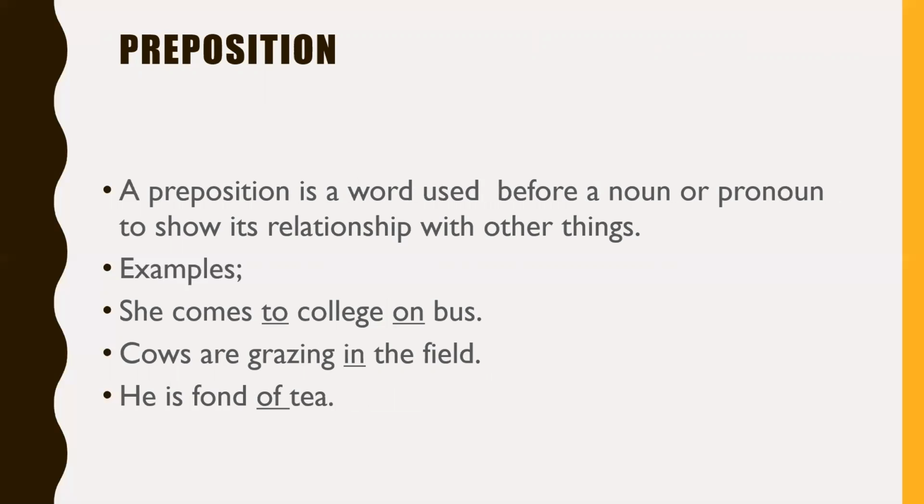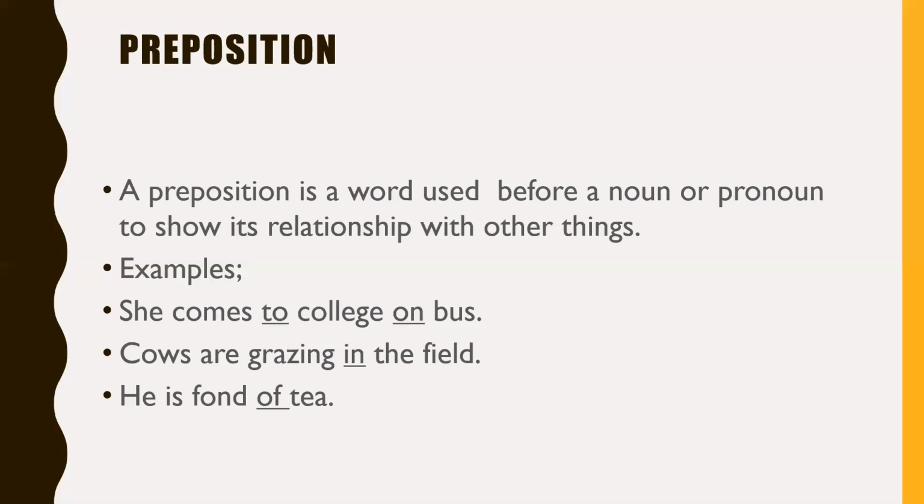Preposition. Preposition is a word used before a noun or pronoun to show its relationship with other things, or we can say it shows the location of things with respect to its surroundings. Look at the example. She comes to college on bus. Now to and on are the prepositions.